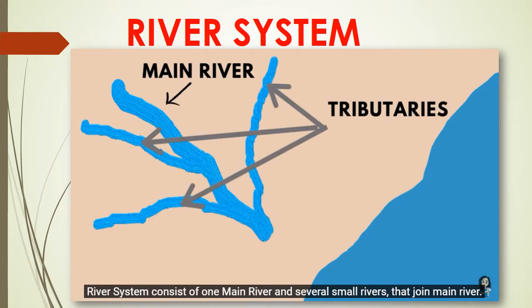Now, what is a river system? A river system consists of one main river with several other small rivers joining it. So you can see this is the main river, and there are small rivers which join the main river, which are called tributaries. So that is called a river system. One main river and several other small rivers which join the main river is called a river system.